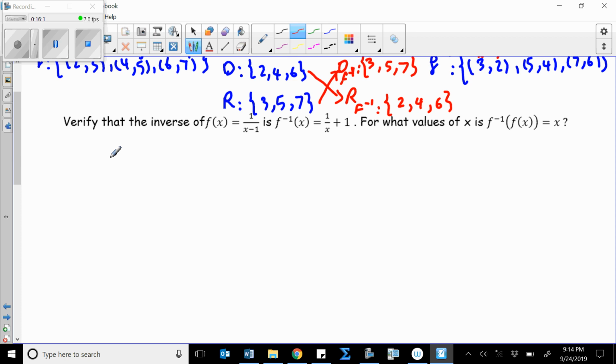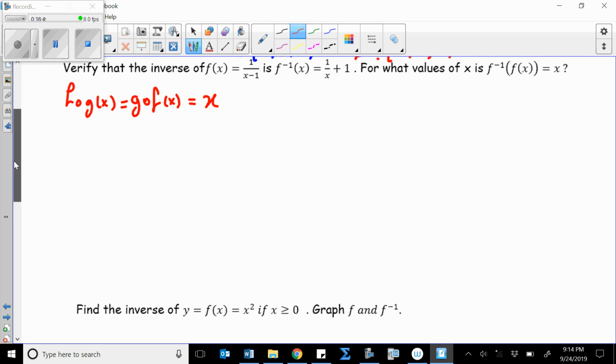Now we want to verify that inverse of a function like f of x equal to 1 over x minus 1 is this function, 1 over x plus 1. All we need to do here to verify two functions are inverse of each other is this. This is the rule. f of g of x equal to g of f of x, and they are both equal to x. This is what we need to prove in order to prove that two functions are inverse of each other.